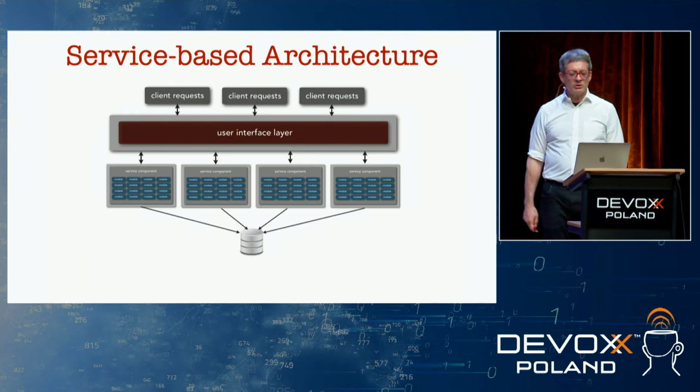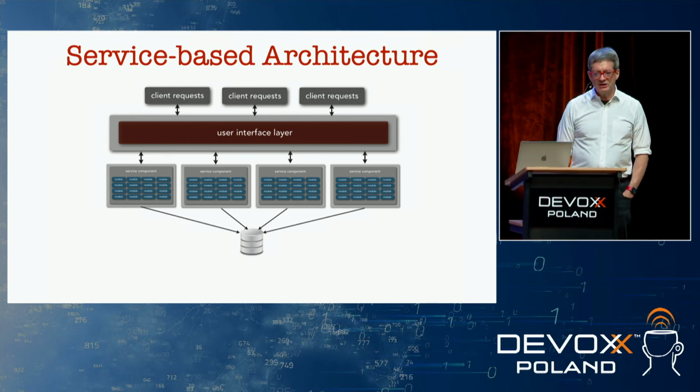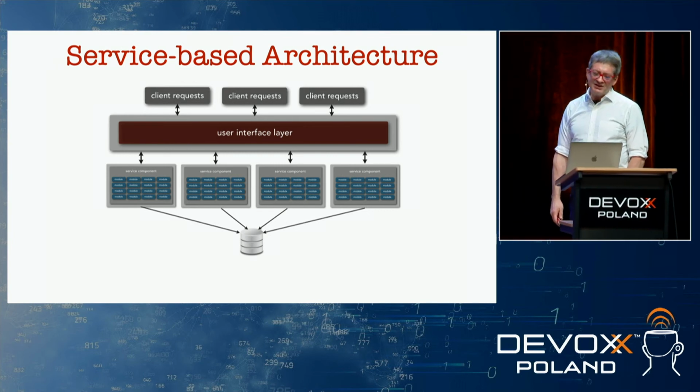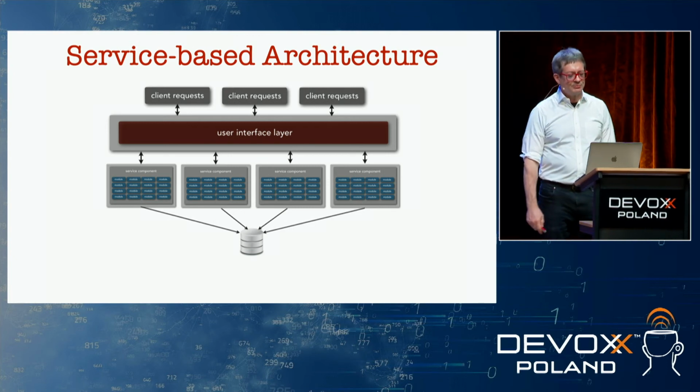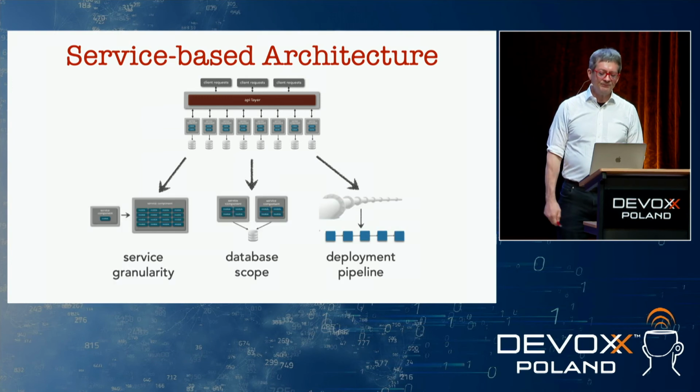The last of these I want to talk about is a hybrid, an intentional hybrid called a service-based architecture, which is the basic goals of microservices, but a little less philosophically rigid about it. And these basically differ in 3 key ways. They're still domain-centric architectures, but they differ in these 3 factors: service granularity, database scope, and deployment pipeline.